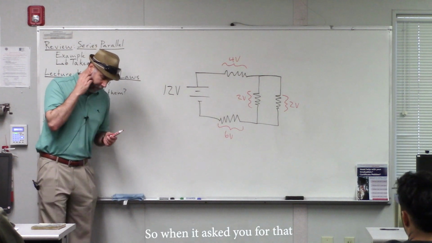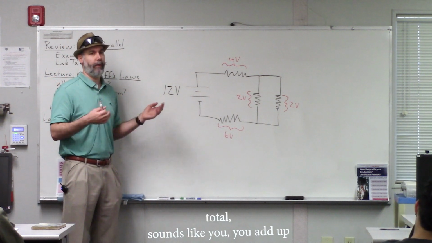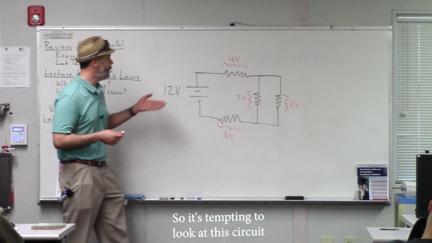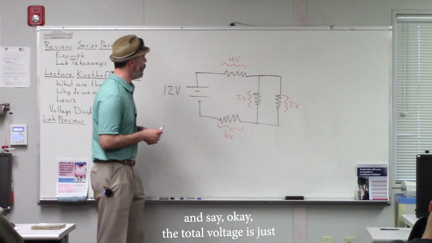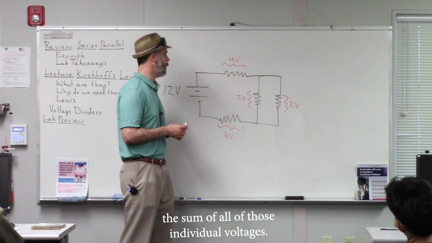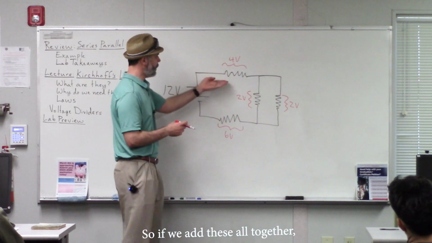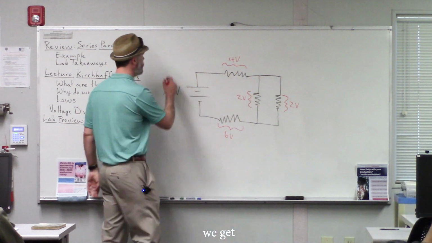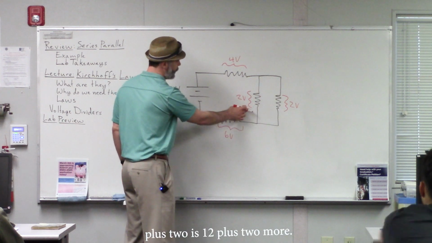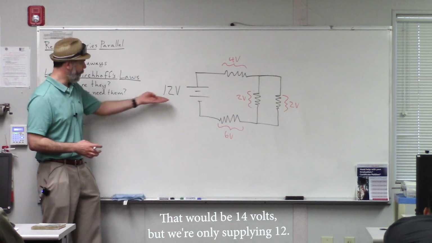So when it asks you for that, the total sounds like, you know, you add up a bunch of parts. So it's tempting to look at this circuit and say, okay, the total voltage is just the sum of all of those individual voltages. But let's look at what happens when we do that. So if we add these all together, we get 4 plus 6, well, that's 10 volts, plus 2 is 12, plus 2 more, that would be 14 volts. But we're only supplying 12.